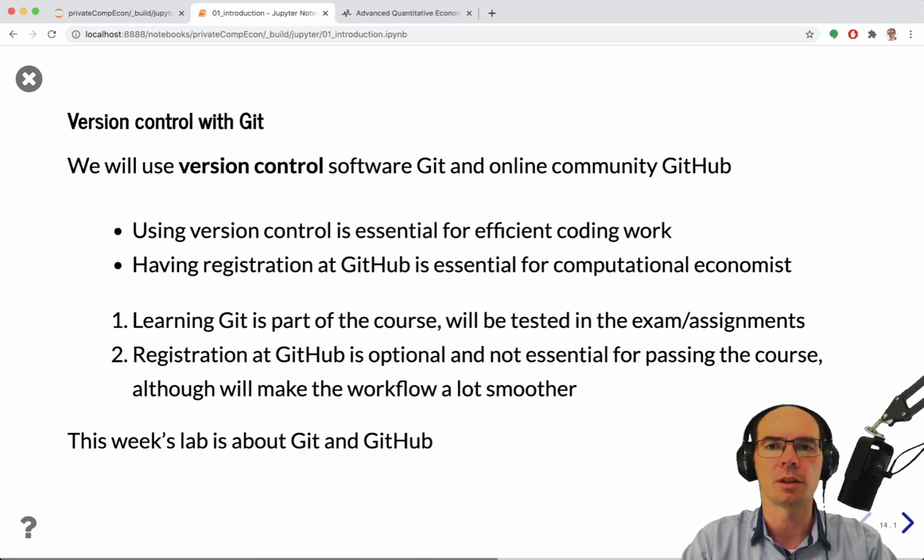And communicating through repositories and commits and things like that will be our primary way of sending around the code, assignments, final exam as well. So this is very important.